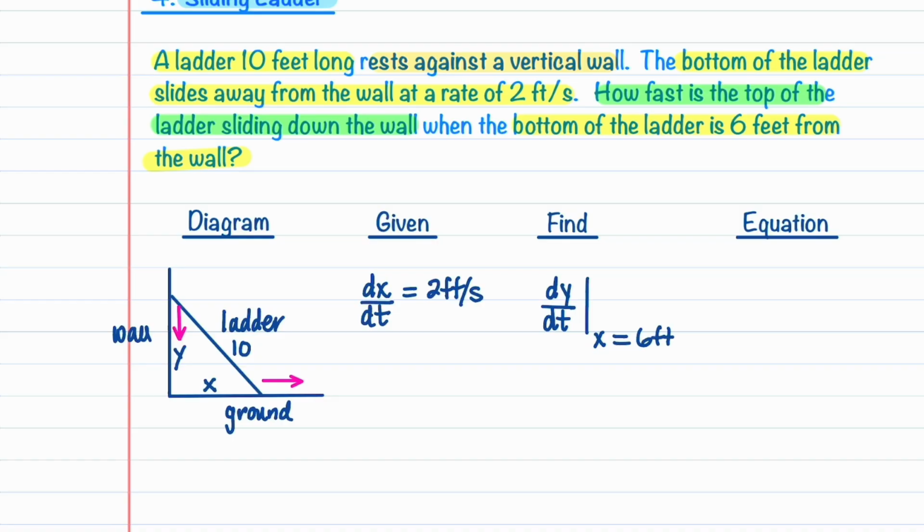And now we have to find an equation. We need to find an equation that is going to relate x and y. We have a triangle, and this angle is 90 degrees, so we can say that x squared plus y squared is equal to 10 squared. We'll go ahead and put that x squared plus y squared is 100.